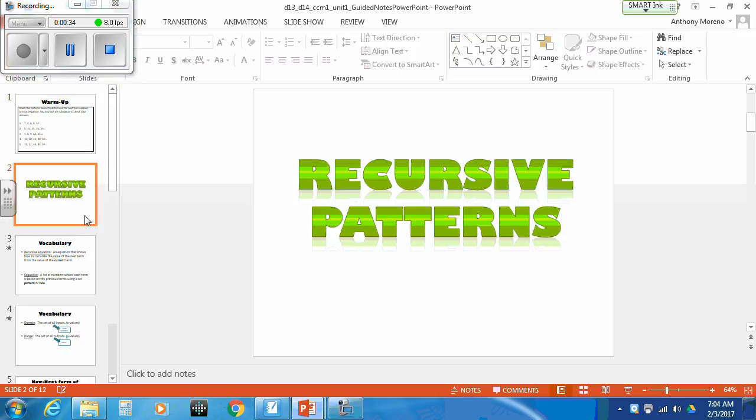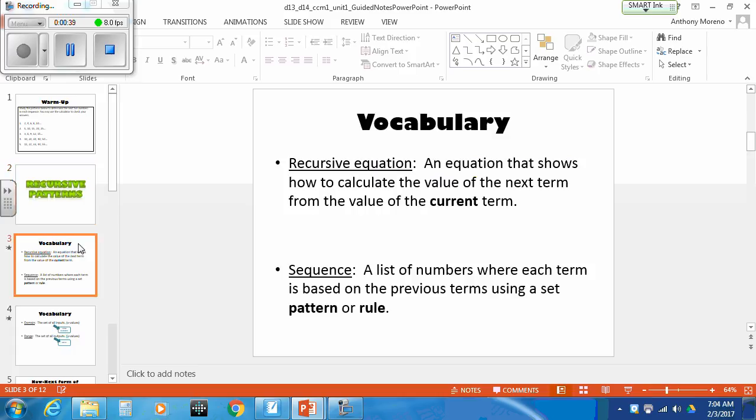Now, at the top of your notes, you will have 4 spaces to write these vocabulary words. Here are the first 2. A recursive equation is an equation that we use to describe the pattern in a recursive pattern. So if you notice these first patterns up here, I was adding 2 to each term in the sequence. So the recursive equation might go something to the effect of a sub 1 plus 2 equals a sub 2, or now plus 2 equals next.